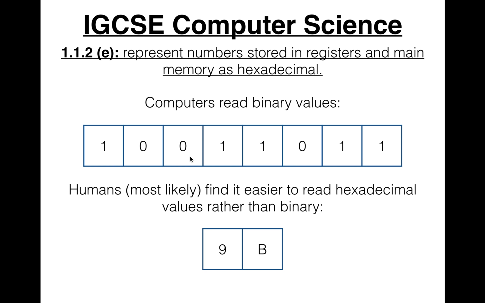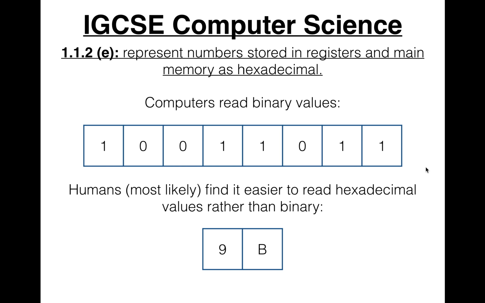IGCSE Computer Science, Syllabus Statement 1.1.2e: represent numbers stored in registers and main memory as hexadecimal. So when we say represent numbers stored in registers and main memory, we're referring to binary numbers. We know that computers read binary values, such as this. But humans most likely find it easier to read hexadecimal values rather than binary. So 9B would be the hexadecimal equivalent to this binary value.